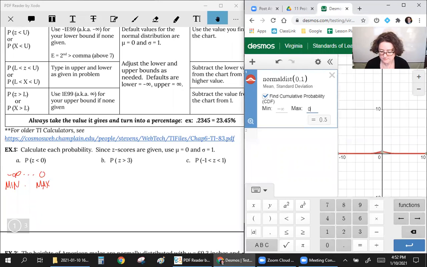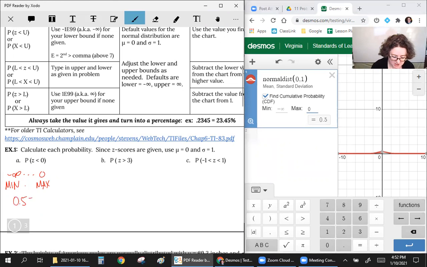There we go. Alrighty. And so again, it is popping up with my keyboard on my touch screen. That's okay. And so as soon as I type that in, I get the number 0.5. And so 0.5, we'll change that into a percent by moving your decimal back over 2 places. That means we have 50% of our data is below Z equals 0.